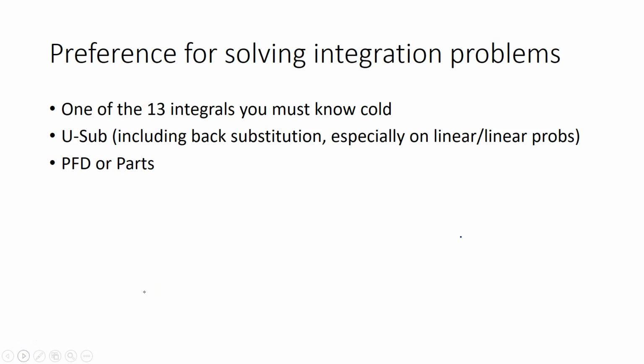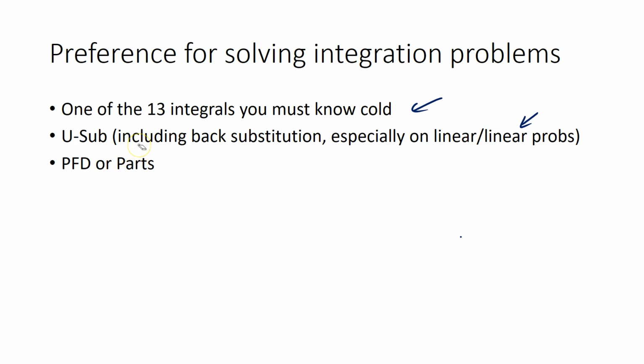So preference for solving integration problems. First thing, you got to know those 13 cold, right? I don't know how many times I've said this. You have to know those 13 really well, because if you have one of those, you have to just be able to do it automatically. Next, I would always try u sub, okay? Including back substitution, especially on the linear over linear problems. And then, if neither of those work, you go to partial fraction decomposition if you have a factorable denominator, or use integration by parts, the uv minus integral v du.